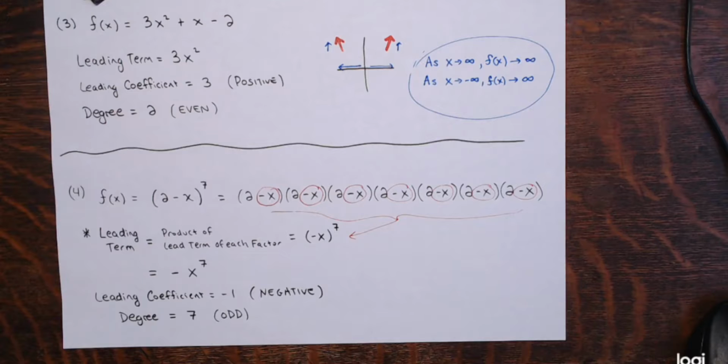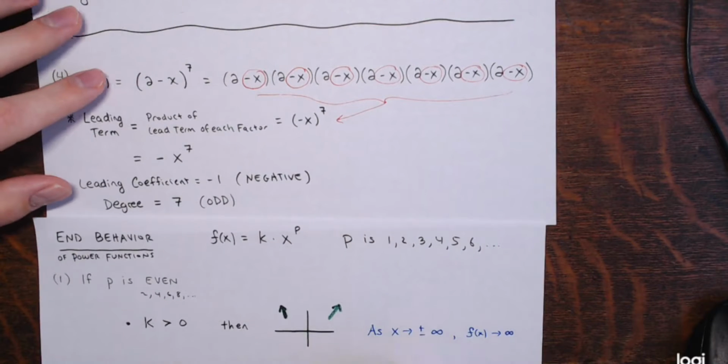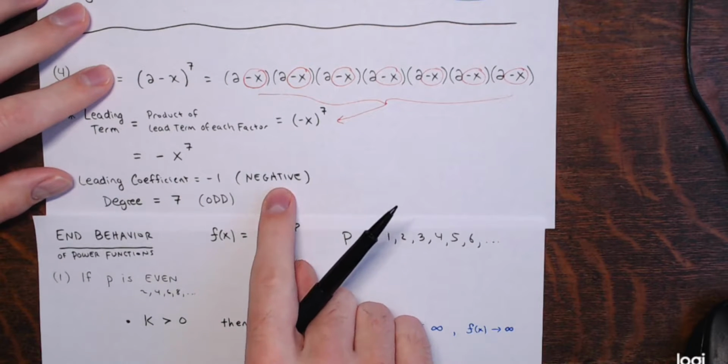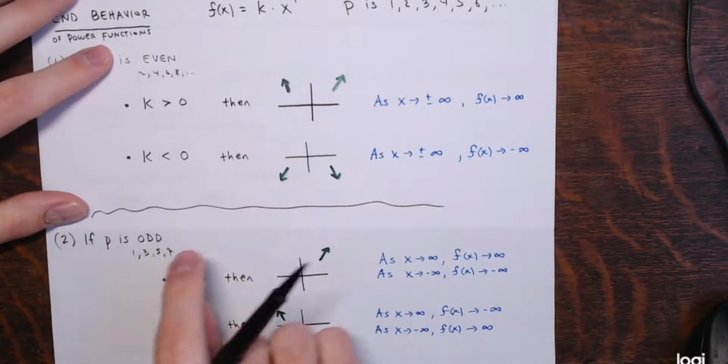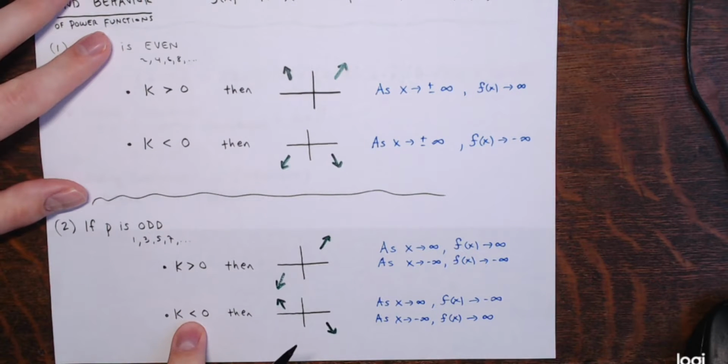And this time, I'll get it right. Okay, I'll try to focus more. So a negative lead coefficient, odd power. So odd power, odd degree, negative lead coefficient. So like I mistook for the first example, up to the left, down to the right.